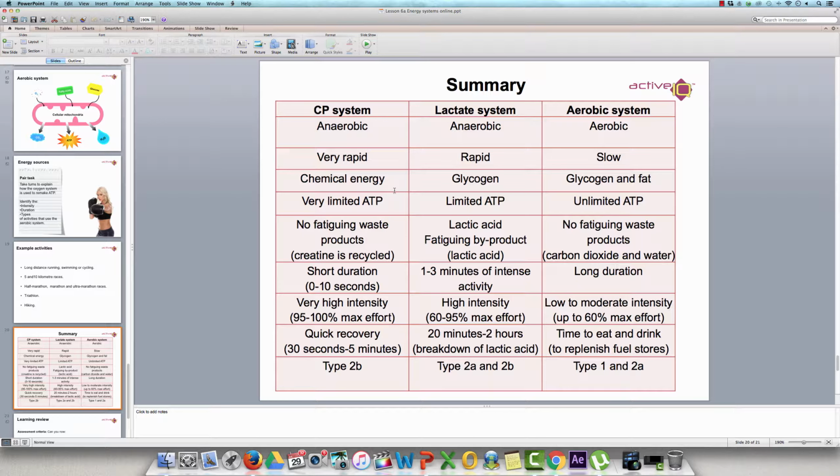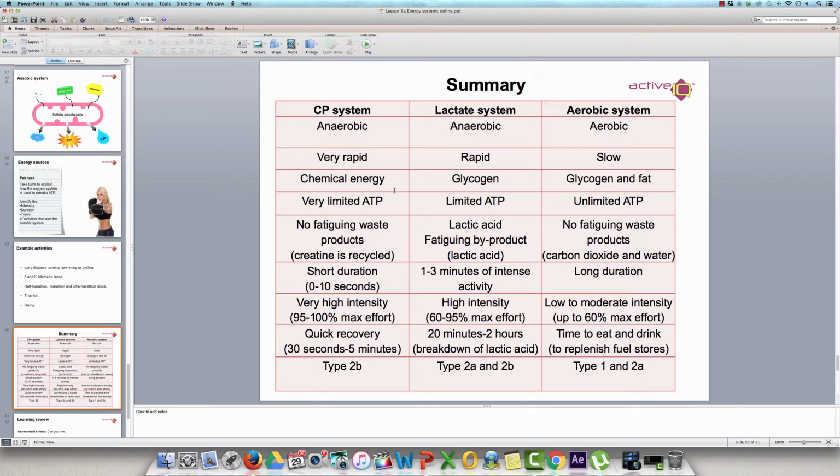Finally, we have the aerobic system. This is the system that we use for those long distance efforts at low to moderate intensity. There are no fatiguing waste products. So there are waste products, but they're not ones that stop our performance. And the waste products, as we know, are carbon dioxide, which we breathe out, and water, which we can sweat out and get rid of from the body. So it doesn't necessarily stop us from continuing our exercise, but there are waste products there.